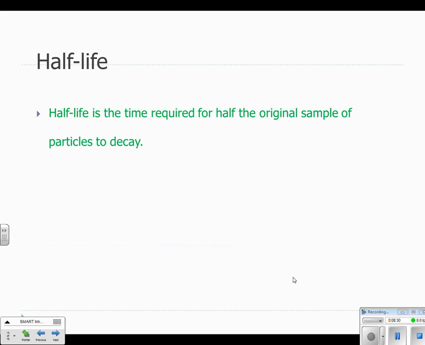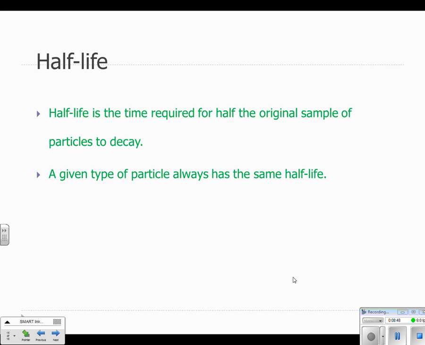Half-life is the time required for half the original sample of particles to decay. So radioactive elements decay at a certain amount of time. Everything has a specific half-life. So after its half-life, let's say it's 5 days, after 5 days, half of it will have decayed. So it always has the same half-life.